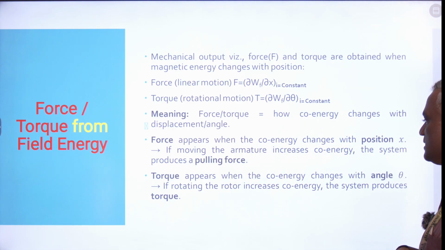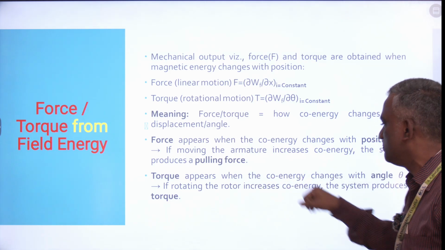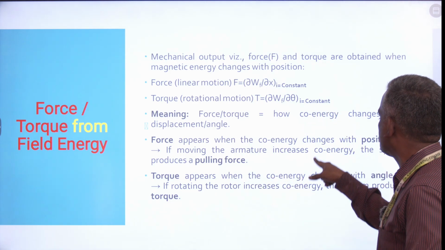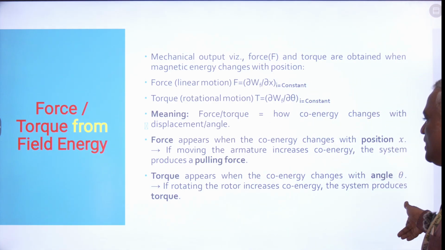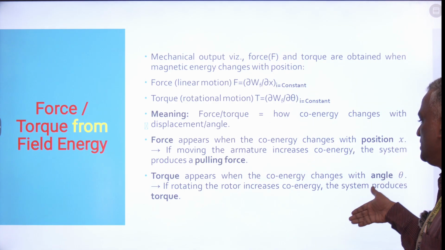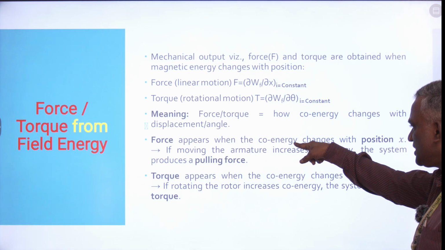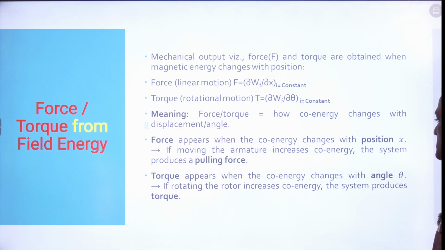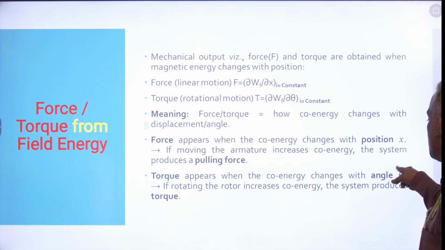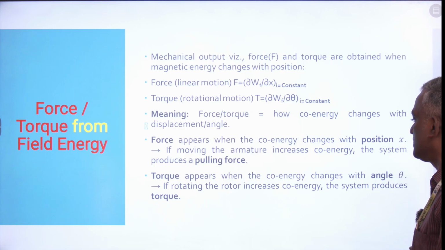Next is the torque. What happens with the torque? The torque appears when the co-energy changes with respect to the angle theta. If you rotate the rotor, here also the co-energy will increase, but the system will produce the torque. In the first case the system produces a pulling force; in the second case the system produces the torque. Why? Because in the first I am differentiating the co-energy with respect to the position x, but here I am differentiating the co-energy with respect to the angle theta. That's why torque in the second case and pulling force in the first case.